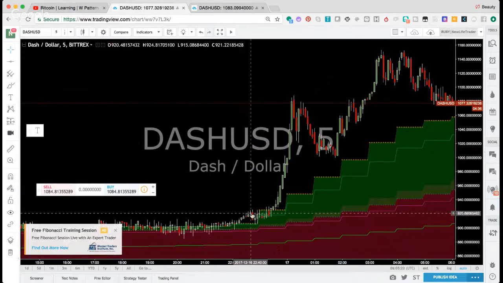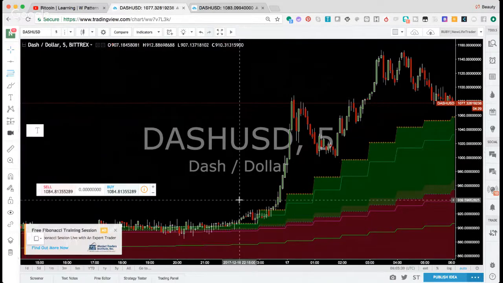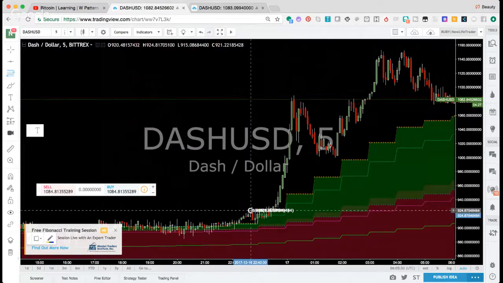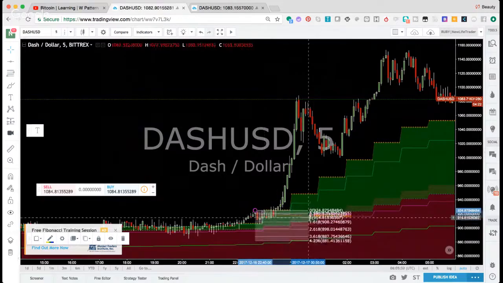I'm going to show you something because we had a high and a low here, so we could have taken a little Fibonacci. We take a fib retracement tool, we're going to pick it from here, we're going to draw it down. I'll get a little closer here too so we can see.